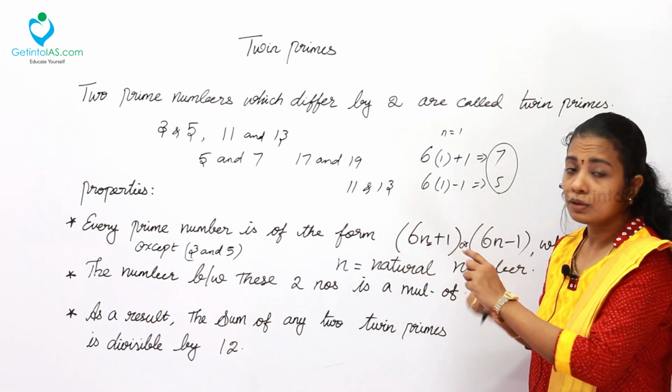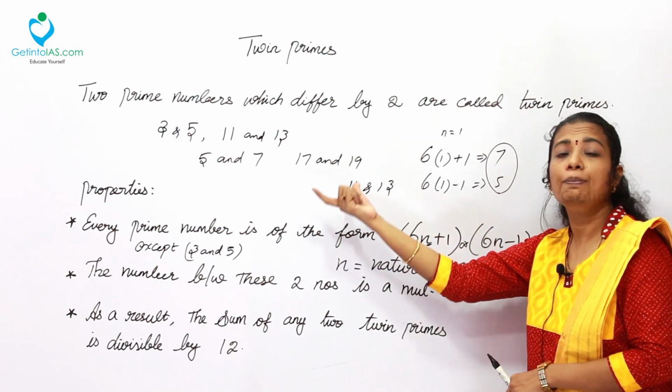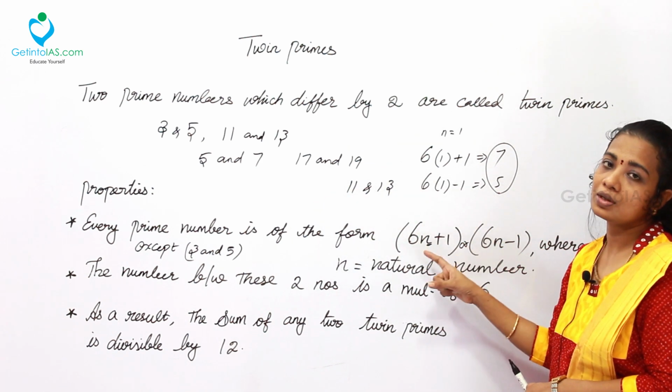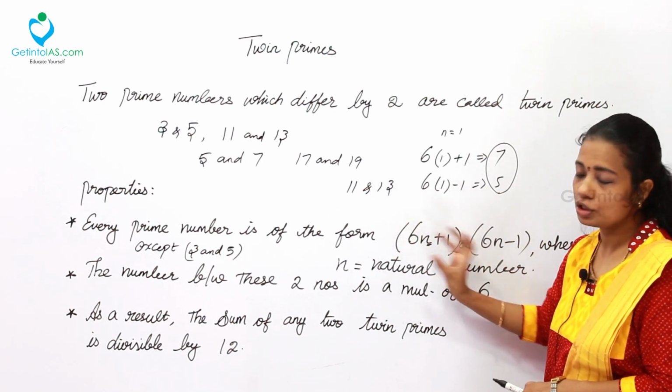So every prime number is in the form 6n plus 1 or 6n minus 1. Every twin prime number will be in the set of 6n plus 1 and 6n minus 1. That is to be understood from this property.